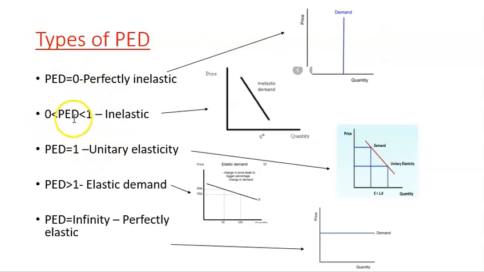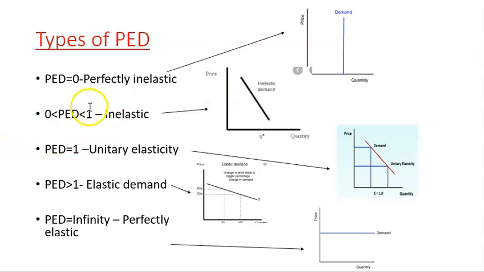The next type, we have a PED between 0 and 1. This is an inelastic PED, guys. And what that means is that a big change in price is only going to cause a small change in the quantity demanded, guys. So basically, no matter what your change in price is, it's going to cause a smaller change in quantity demanded.